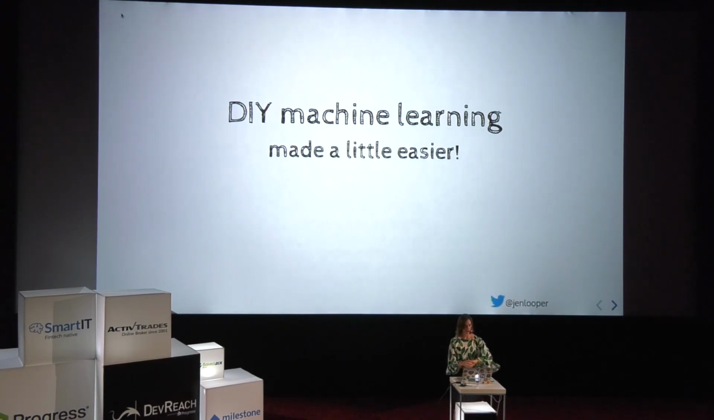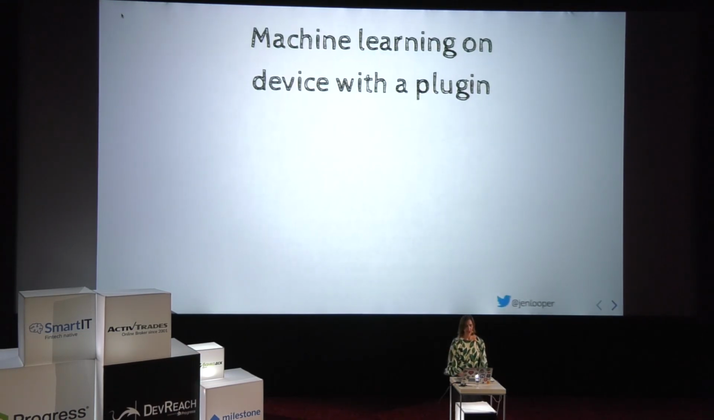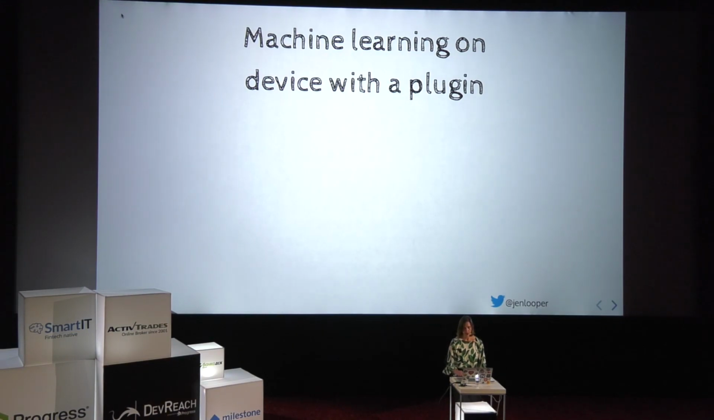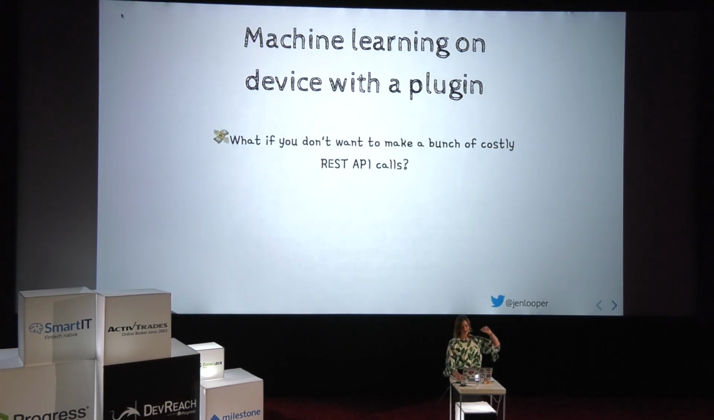MLKit basically allows you to do-it-yourself machine learning, which is admittedly difficult, a little bit easier. It's a nice library built by Google. Thanks, Google. It's machine learning on device using a plugin. Guess what plugin? It uses Firebase. Very interesting. It's built on top of Firebase. We'll talk a little about that.